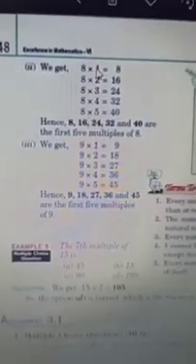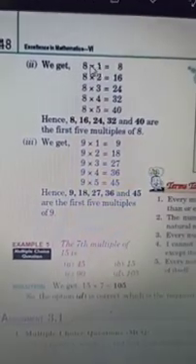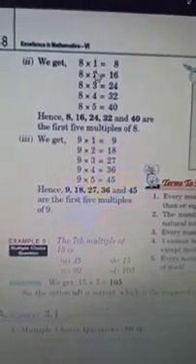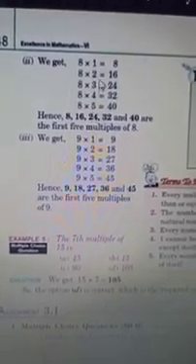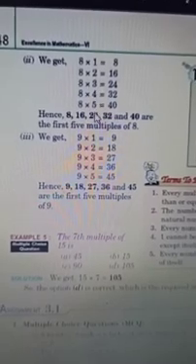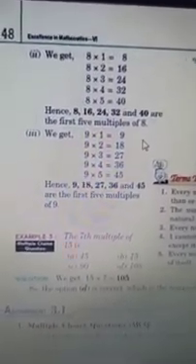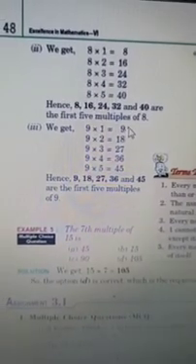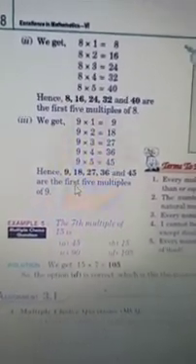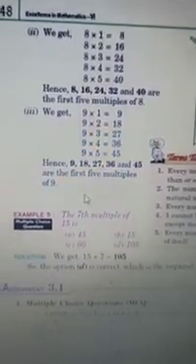Our next example is 8. Similarly, here also we will multiply 8 by the first 5 natural numbers 1, 2, 3, 4 and 5. All these are natural numbers. Then the products will be the multiples of 8. And for 9 also we will multiply the first 5 natural numbers with 9. Then the products will be the multiples of 9.